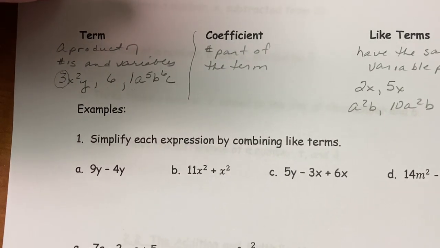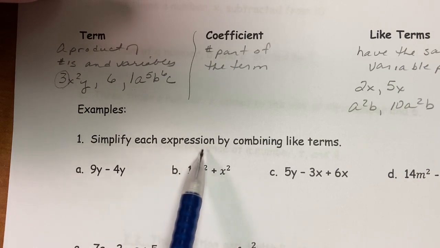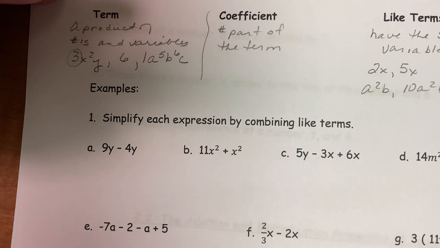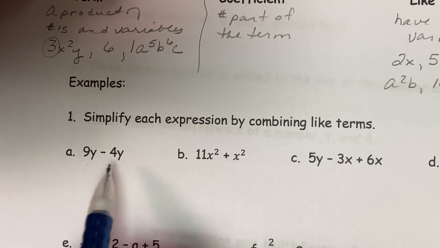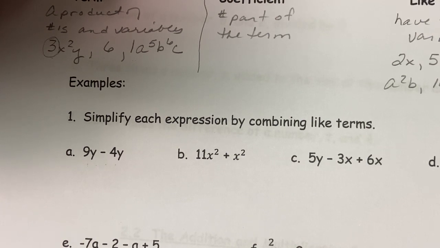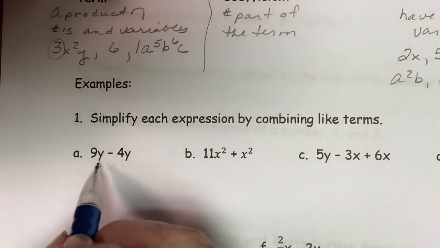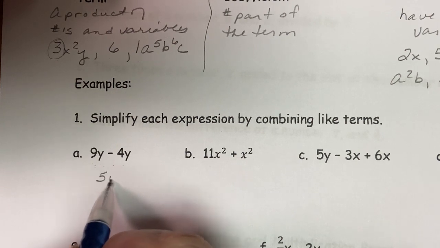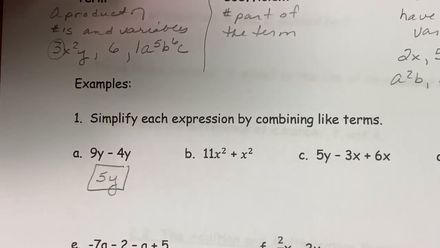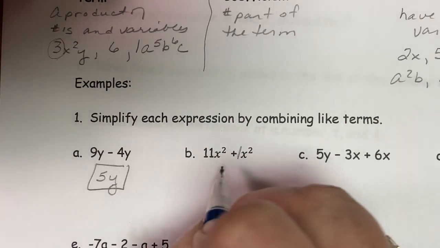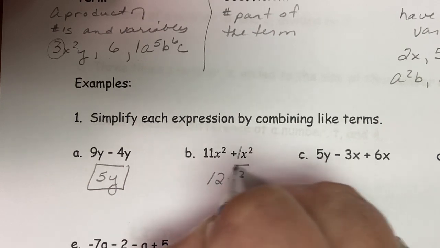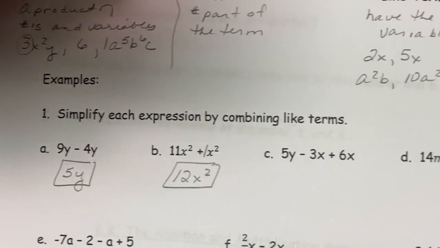So let's go ahead and do some examples of how we would do some simplifying by combining like terms. If we look at example 1a, we have a 9y and a negative 4y, so we can see that those are like terms, so I can combine them. The way you combine like terms is you combine the coefficients, and then the variable part stays the same. So for example, 9y minus 4y would simply be 5y. For b, 11x squared plus 1x squared, remember there's an understood 1 there, would be 12x squared. The variable part stays the same.